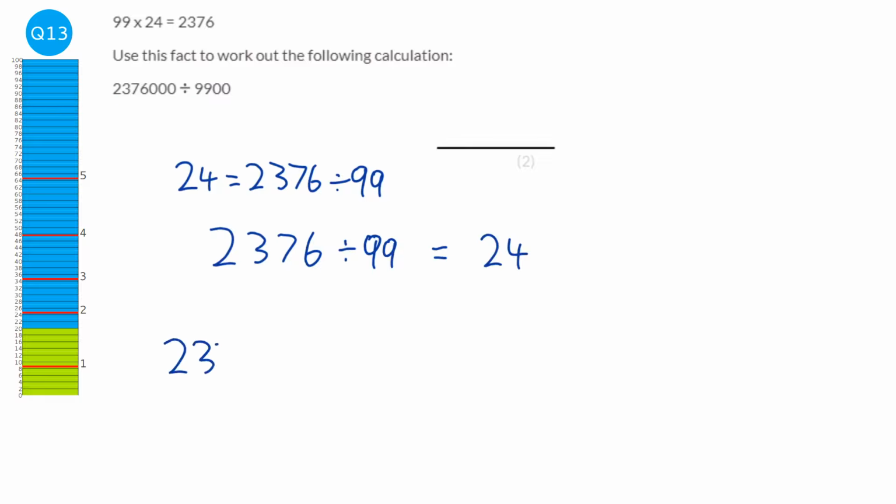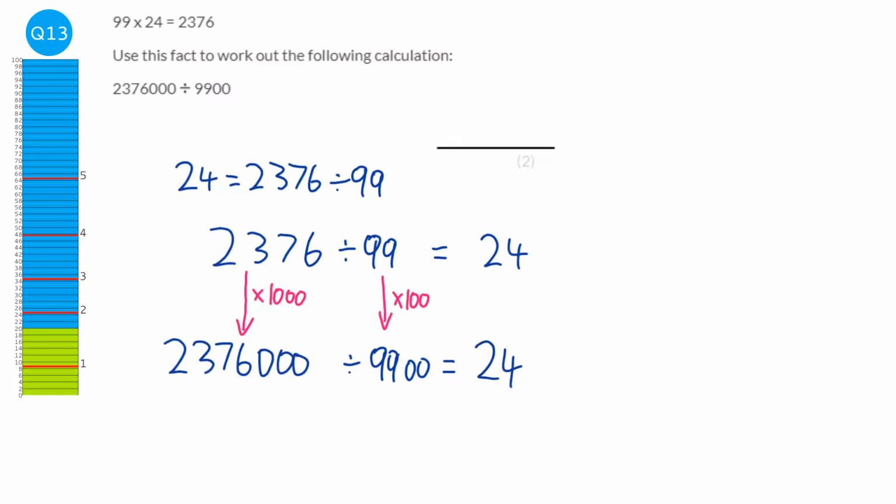So 2,376,000 divided by 99,000 equals. Okay, let's have a look at what's happening between these two numbers. So this part here is multiplied by 1,000, and this part here is multiplied by 100. So what effect is the fact that the first number is multiplied by 1,000 going to have on our answer? Well, it's obviously going to make it 1,000 times bigger. So it will make it 24,000, won't it? So that's that bit done.